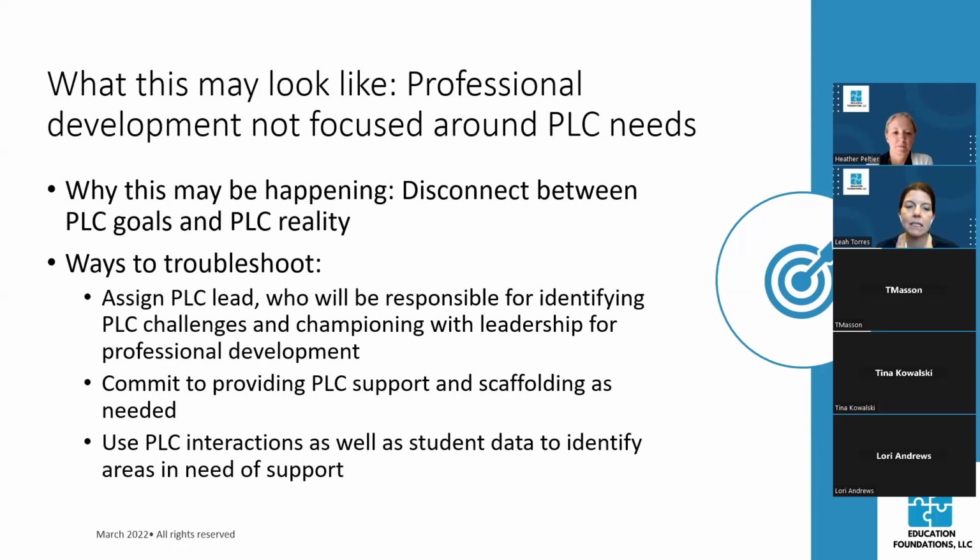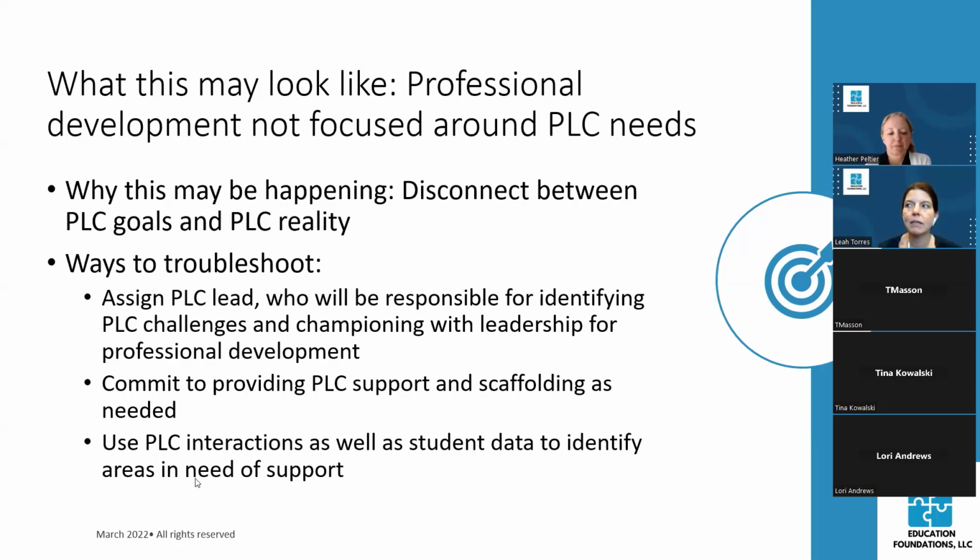And it really needs to be embedded in that student data to identify, okay, these are where the students are struggling. How do we help the teachers help the students access that on grade level work? Is there prior assessments or standards that they need help with? Okay, let's look at those. Let's look at student progression.